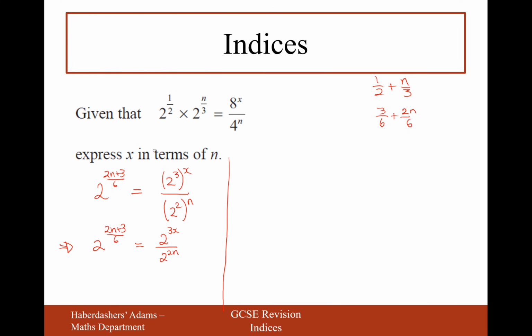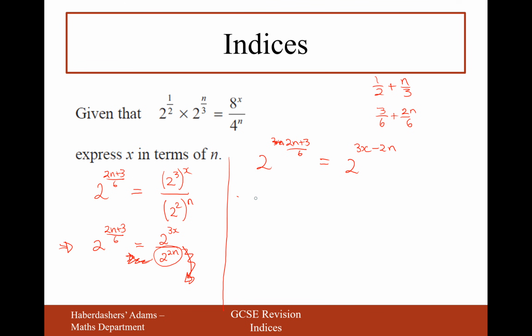Okay, I want to make x in terms of n, so I'm going to now multiply this thing onto the other side. It's being divided at the moment. Oh no, in fact, I won't do that. You could do that method, but I'm just going to subtract the indices now. So it's going to be 2 to the power of (2n plus 3) over 6. And now I'm going to subtract the indices, so it's going to be 2 to the power of 3x minus 2n. So now that we have a common base, we can now equate the indices.